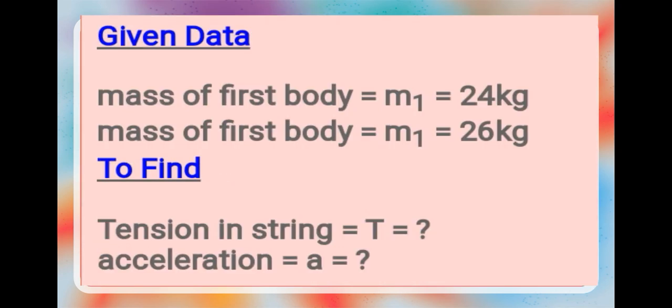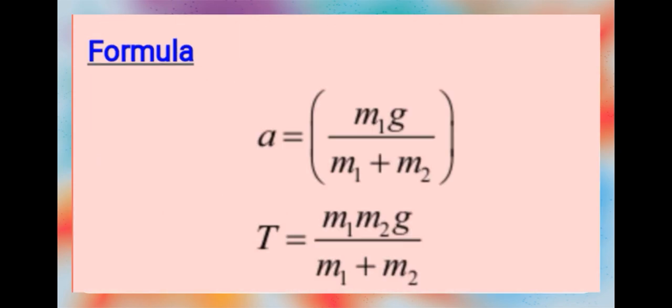From the statement we know one body is moving vertically downward and body B is lying on a table, so it belongs to case 2. The given data: mass of the first body m1 is equal to 24 kg, mass of the second body m2 is equal to 26 kg. We have to find tension and acceleration.